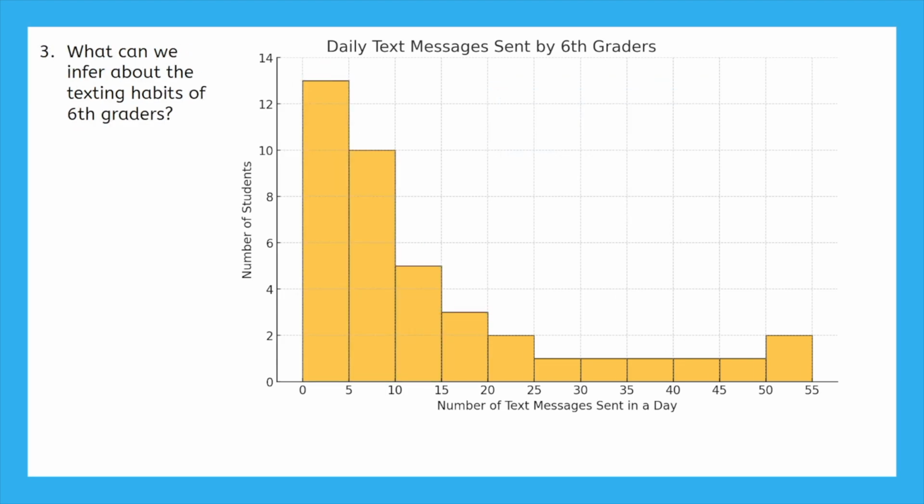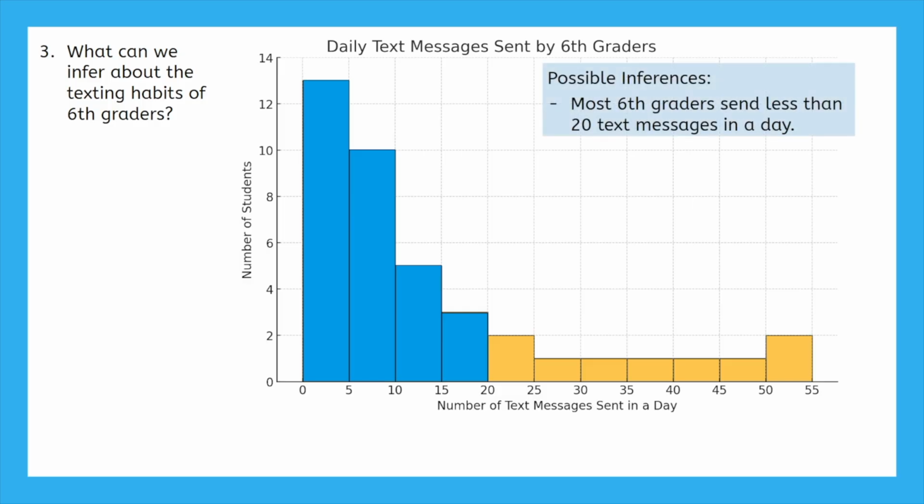Lastly, what can we infer about the texting habits of 6th graders? Inferences will vary, but let's look at some trends. Where is most of the data in the histogram? Most of the data is on the left side of the histogram. From this, what can we infer about the texting habits of 6th graders? A reasonable inference would be that most 6th graders send less than 20 text messages in a day.